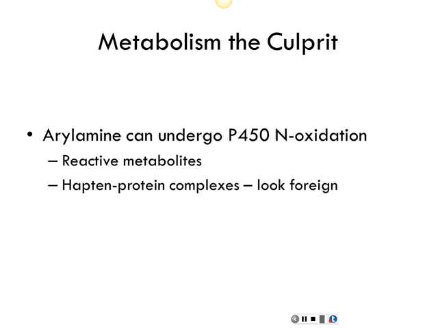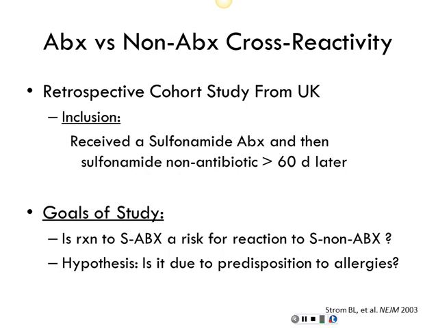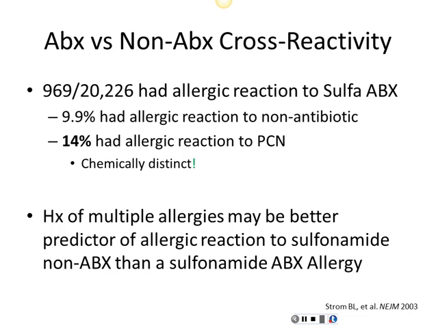So we did some studies just to confirm that what we thought was correct. We, meaning the medical community, I obviously was not doing any of these studies, but there's a retrospective cohort study out of the UK that looked at patients who had gotten a sulfonamide antibiotic, and within 60 days they got a non-sulfa antibiotic. What they were doing is just seeing if there was any cross-reactivity there. And what they found was that of the 20,226 patients that had a sulfa antibiotic allergy, 9.9% of them reacted to a non-antibiotic-based sulfonamide, but 14% of them had an allergic reaction to penicillin.